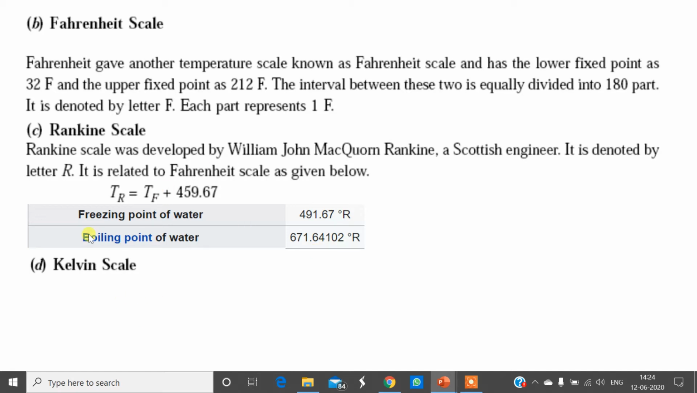Next scale, Kelvin scale. The Kelvin scale is the most commonly used scale because in thermodynamics, most of the thermodynamic calculation we consider temperature in Kelvin scale. Now in Kelvin scale, the freezing point of water, that is ice point, is taken as 273.15 Kelvin and boiling point of water is taken as 373.15 Kelvin.